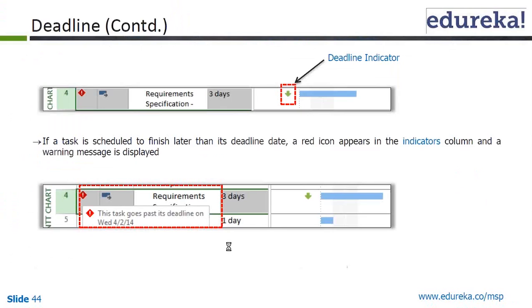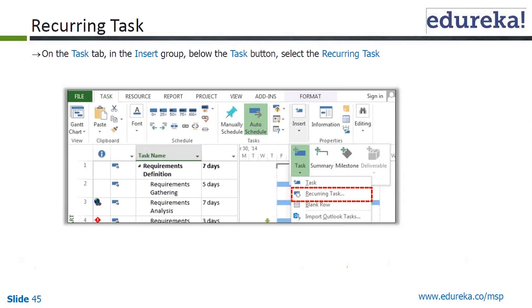So this takes me to the next. That's all I can cover here. Going to the next slide: recurring task. On the Task tab, in the Insert group below the Task button, right? Select the recurring task. So that's what you have to do.